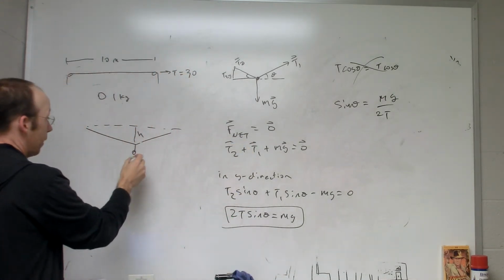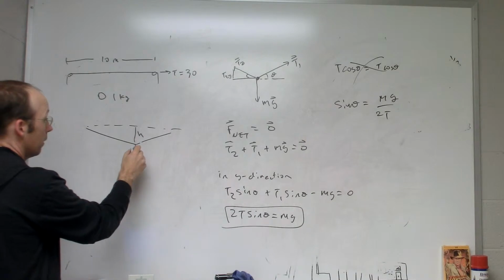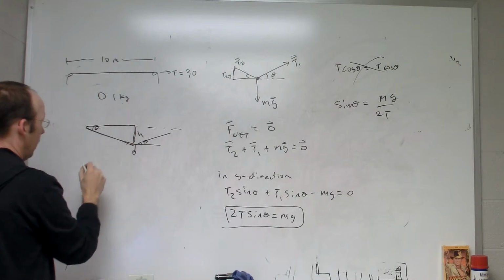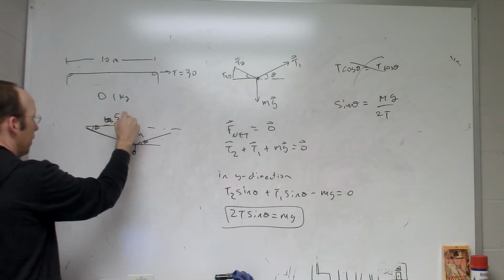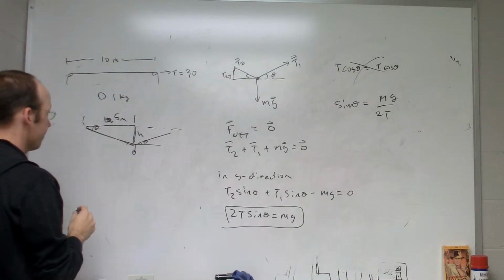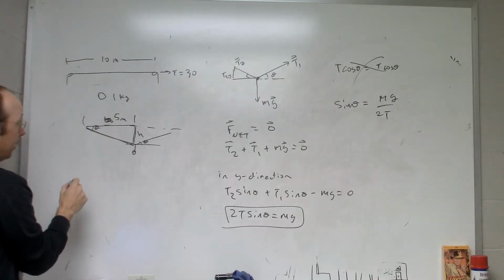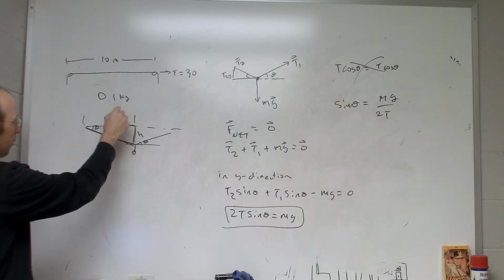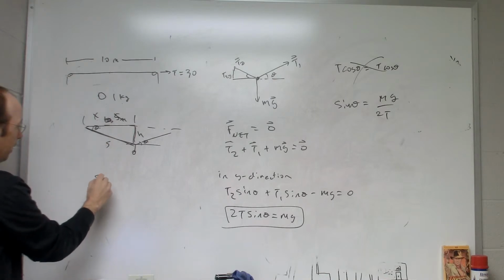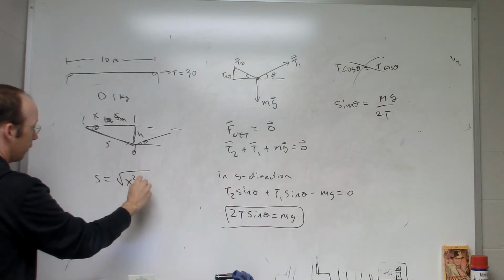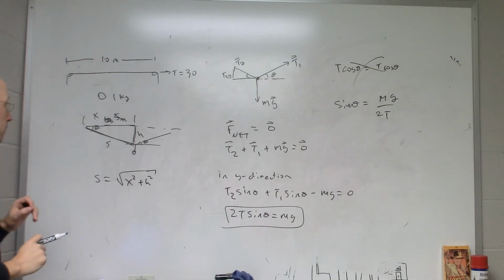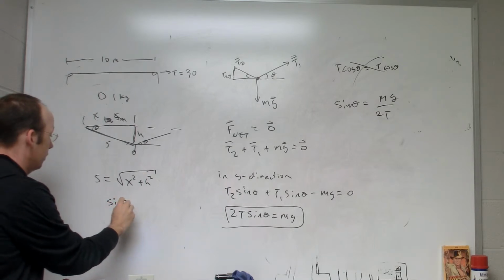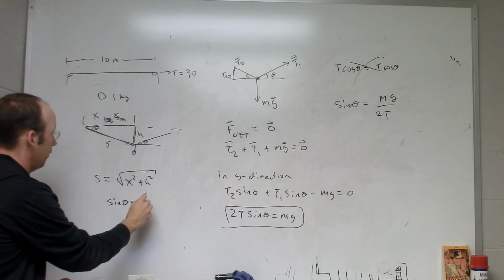Now I want to go back. If I look at this diagram, this is theta, so that is theta. And I know this is going to be 5 meters to the halfway point. So I want to find h. If that's 5 meters, let's call that x. And this is s. Then s is going to be equal to the square root of x squared plus h squared. And I know that the sine of theta is going to be equal to x over s.